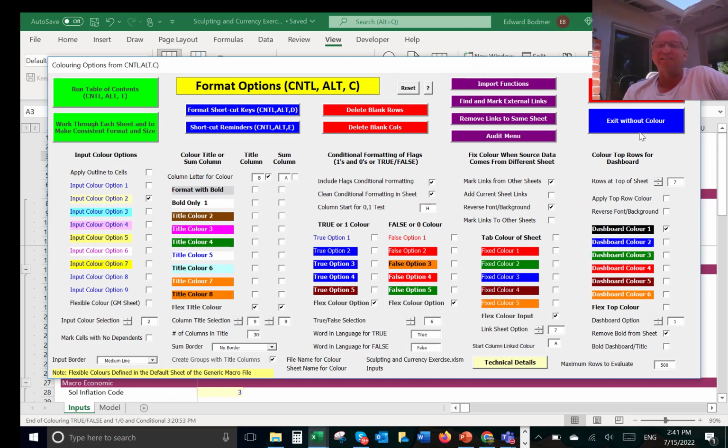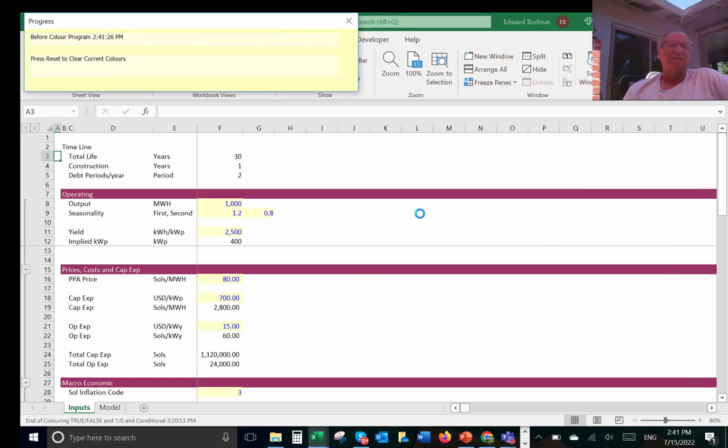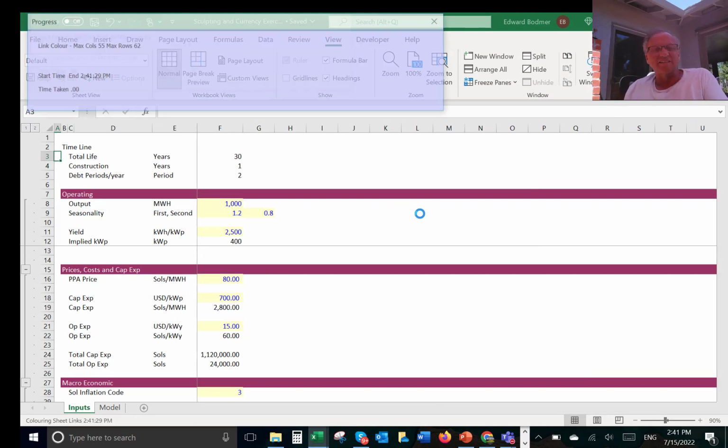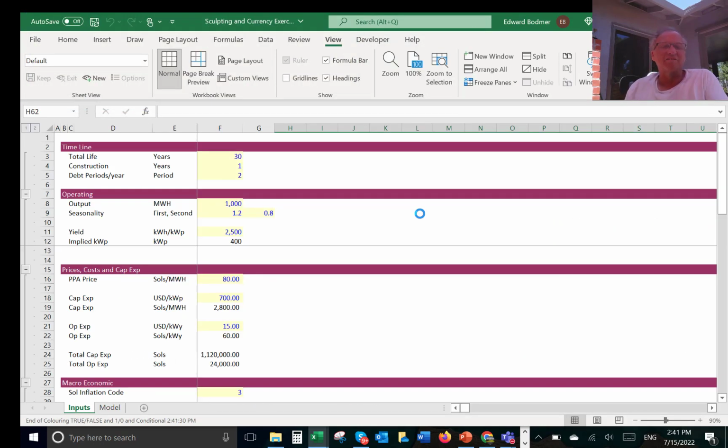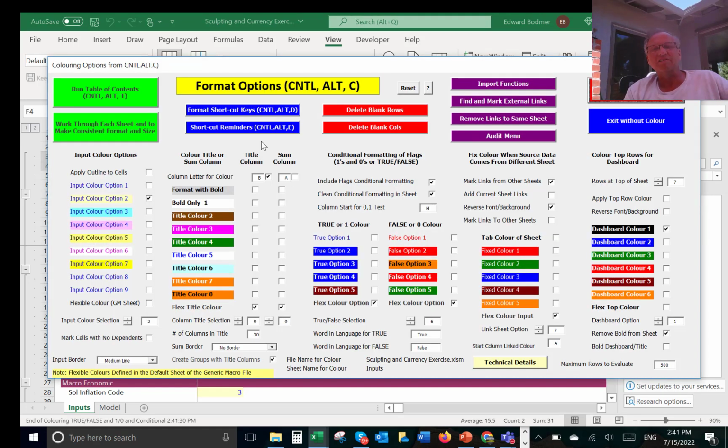I changed the generic macros around, and I'm making another thing. And so this time I put Control Alt C or Shift Control C. I put this in, and that's what I used.